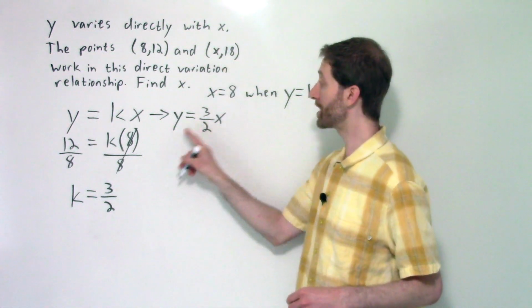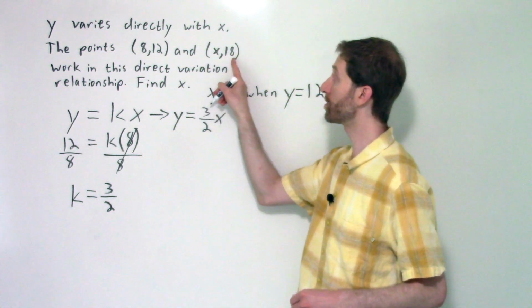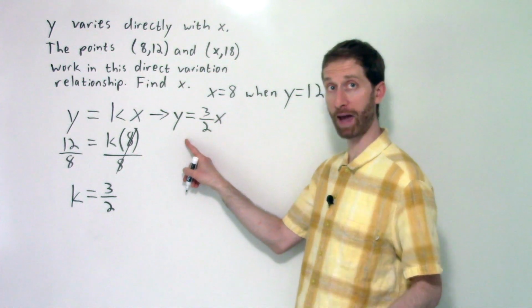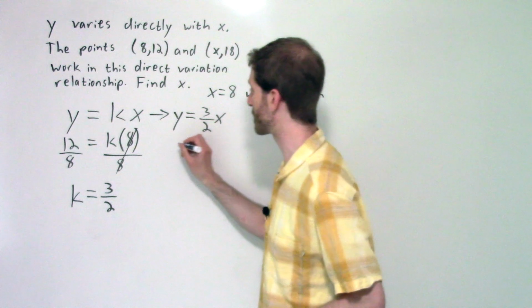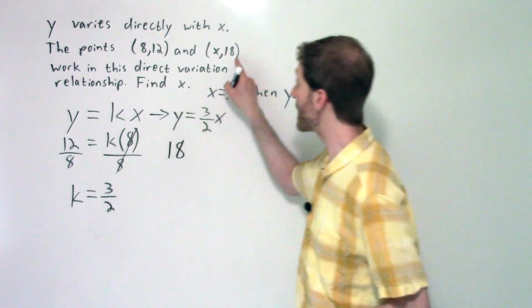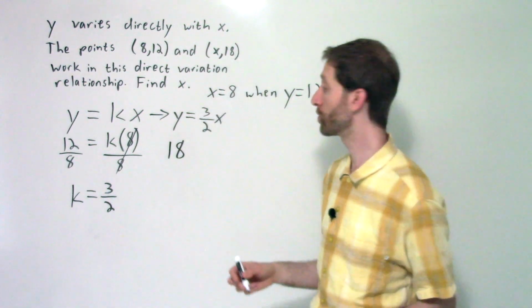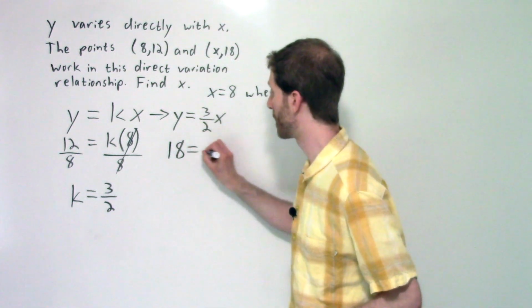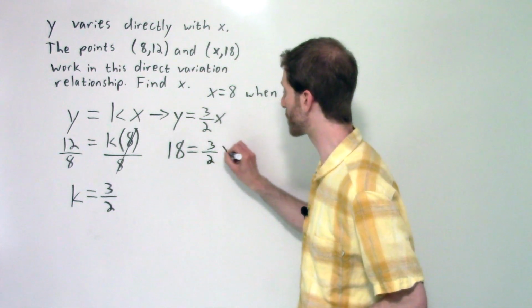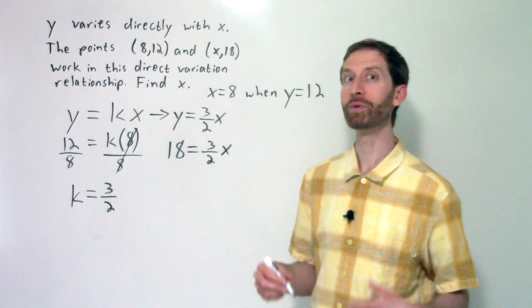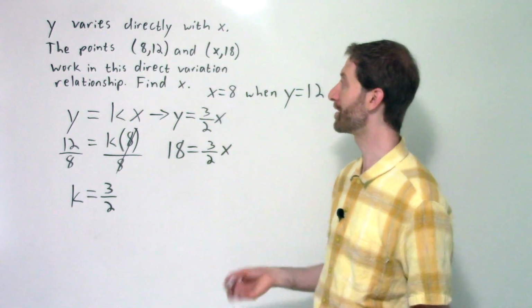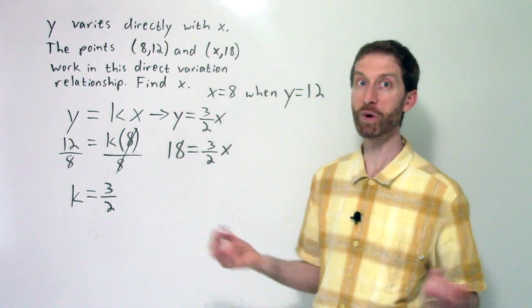Well, if this works in this relationship, that means I can plug in those values into it and expect the equation to be true. Well, I want to find x. Let's see how this presents us with how we can find x. 18 is the y value. It's the second coordinate in that ordered pair. That's equal to 3 halves, still times x. It's like we're plugging in x for x. But we have an equation where we could solve for x, and that would give us what the x value is, which is what we want to find.